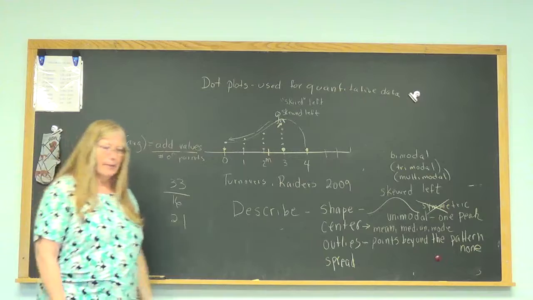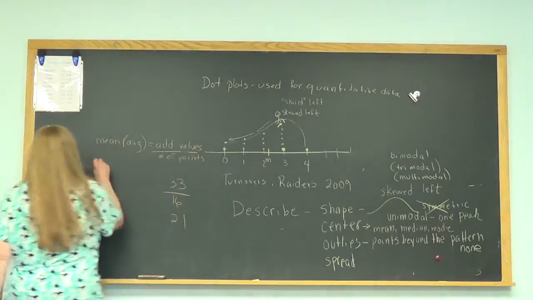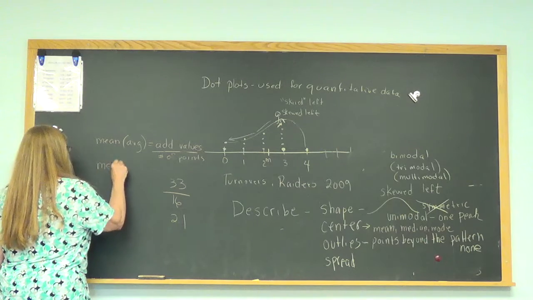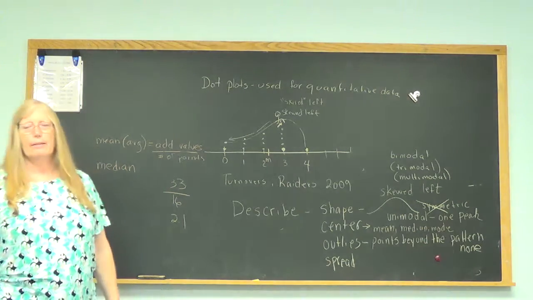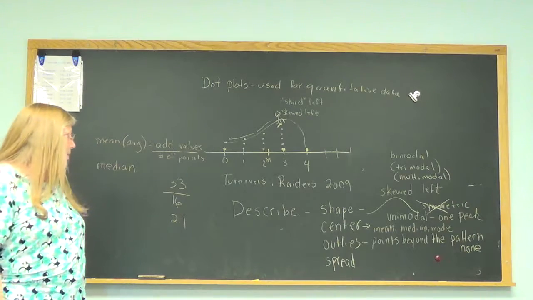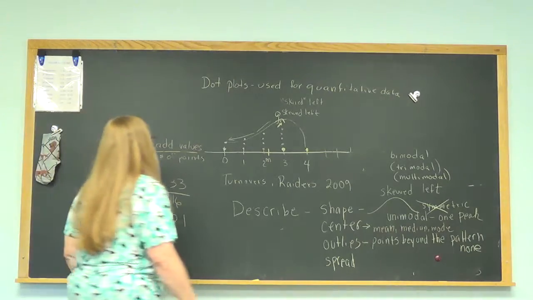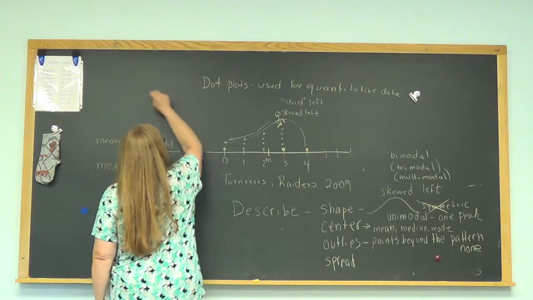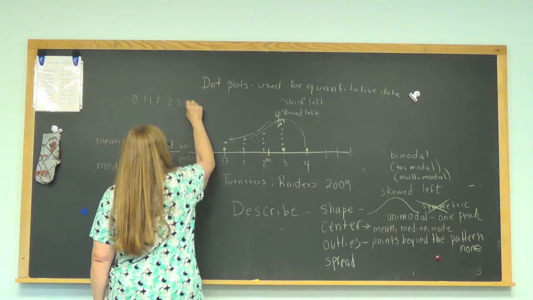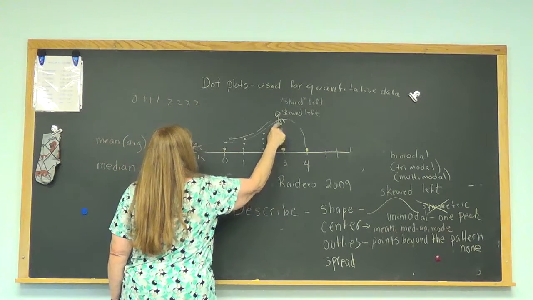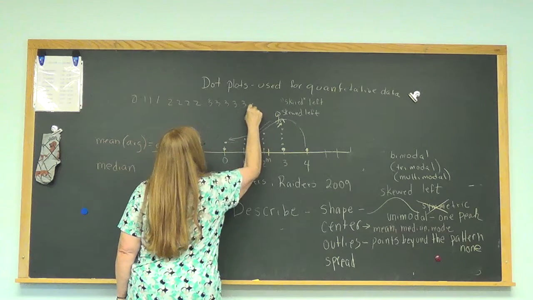Alright, mode, mean, the other one, median. Median is the exact middle point. To find it, we're going to have to list the points in order. So I have a 0, I have 3 1s, I have 4 2s, I have 1, 2, 3, 4, 5, 6 3s, and I have a 4.